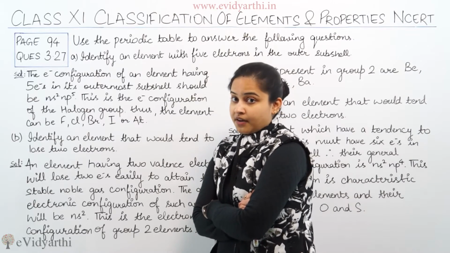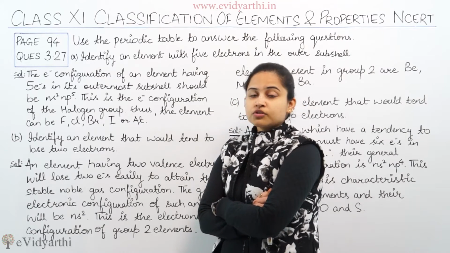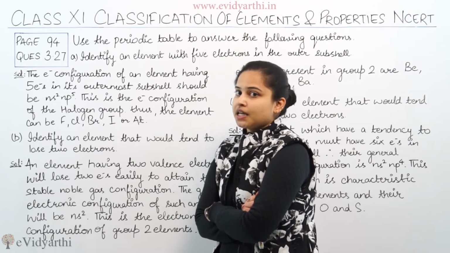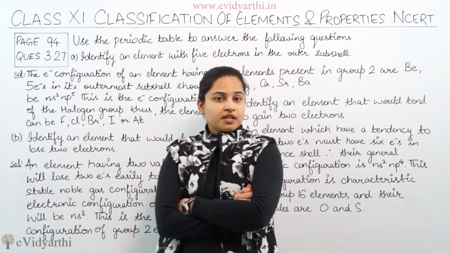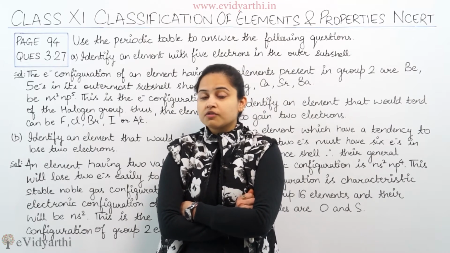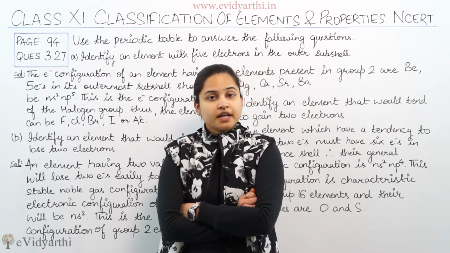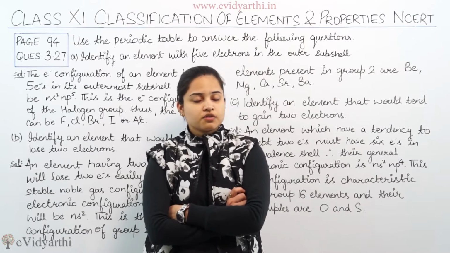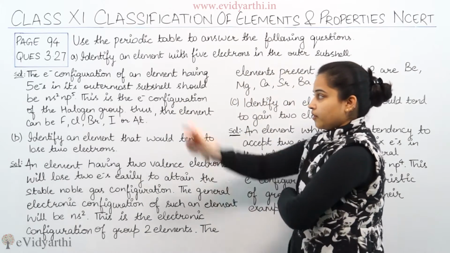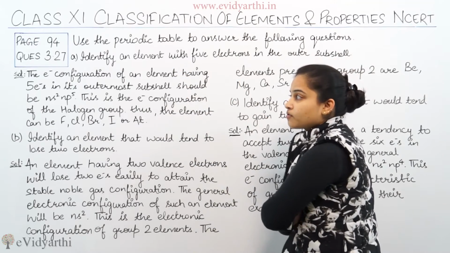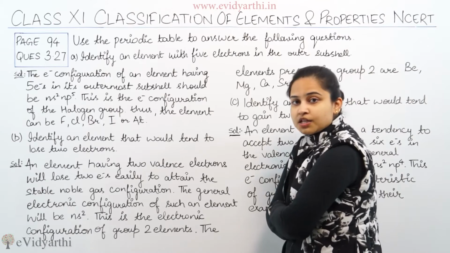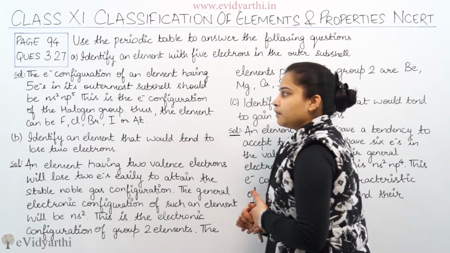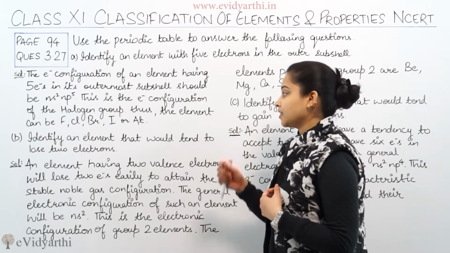ns2 np5, and this electronic configuration belongs to the halogen family. That means group 17 elements. The group 17 elements have an electronic configuration whose outermost subshell has 5 electrons, ns2 np5. So it belongs to the halogen family. Fine. So the electronic configuration of an element having 5 electrons in its outermost subshell should be ns2 np5. This is the electronic configuration of the halogen group. Thus, the element can be fluorine, chlorine, bromine, iodine, and astatine.